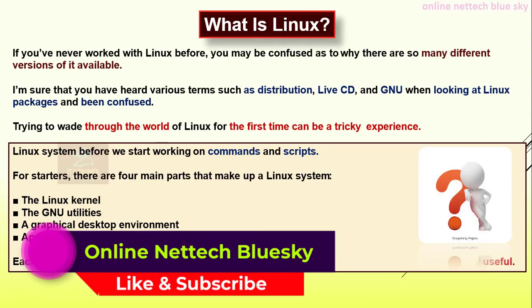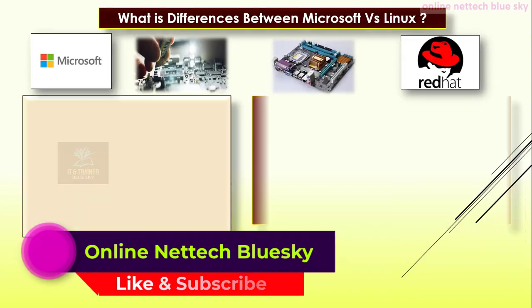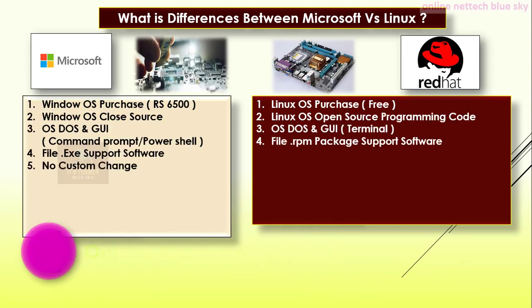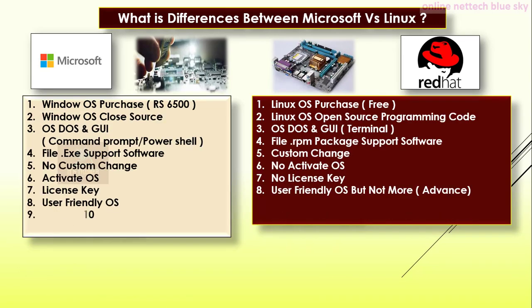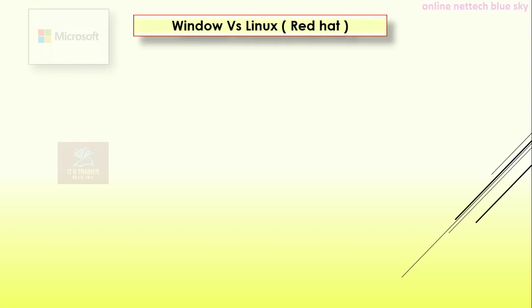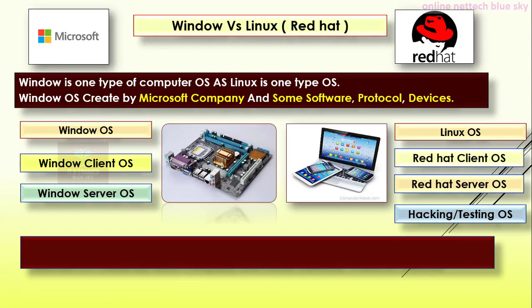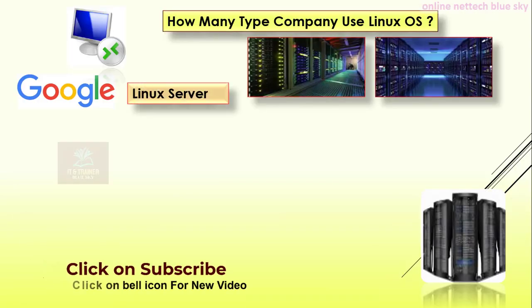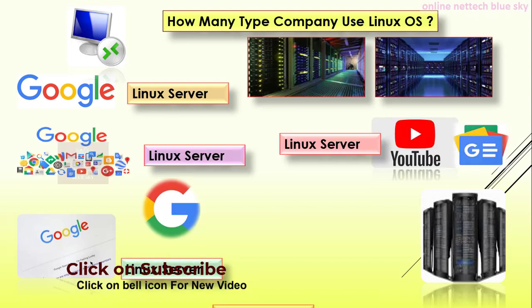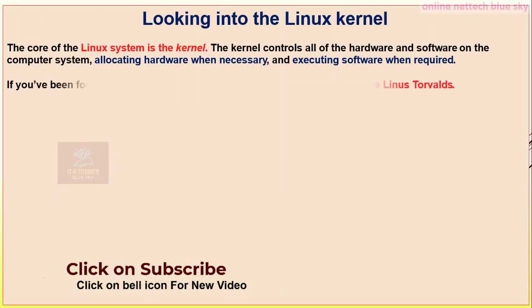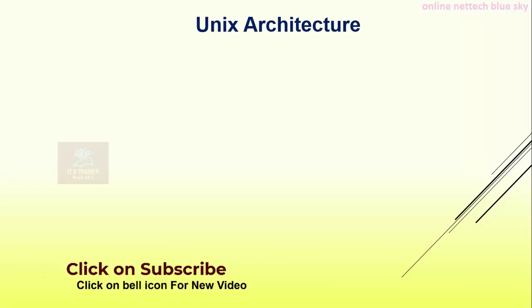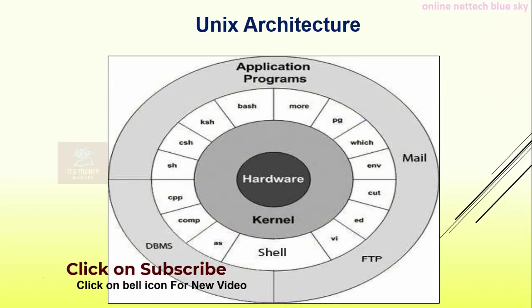What is Linux and why use Linux? What is the difference between the Microsoft company and the Linux operating system? I have already told you about different points of view: Linux, the Windows operating system, and servers. How many types of companies use operating systems and Linux servers? Linux has a kernel, and you can see the Unix architecture here. Today I will discuss it, so let's start and understand this Unix architecture. This is very important for our video. So let's start.